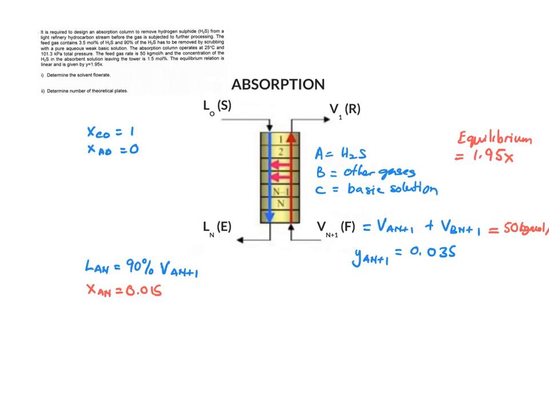Basically, before we can proceed with the graphical method to determine the number of theoretical stages, we need the information from XAn, YAn plus 1, XA0, and we also need the value for YA1, but we don't have this value yet.